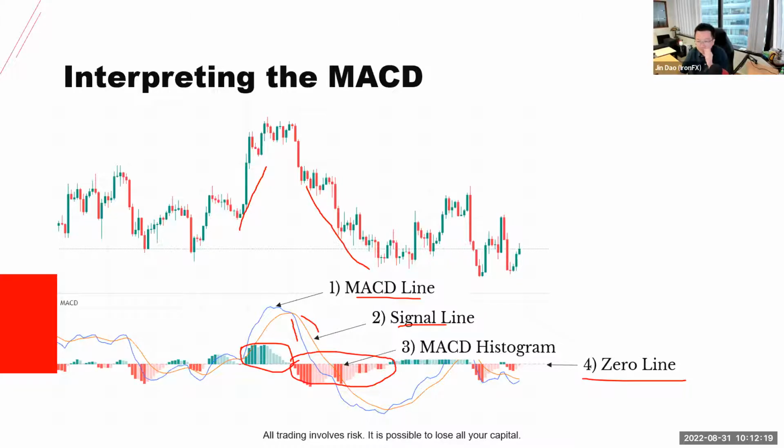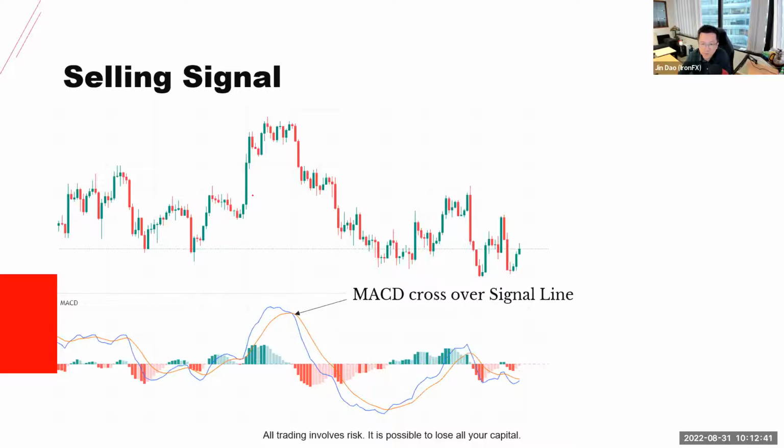All right. So again, remember 4 components to the MACD: the MACD line, the signal line, the MACD histogram, and the zero line. Okay, so how do you apply this? What do you consider when you're looking at the MACD?